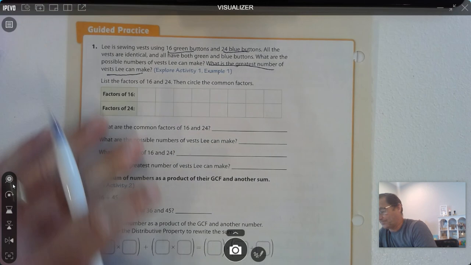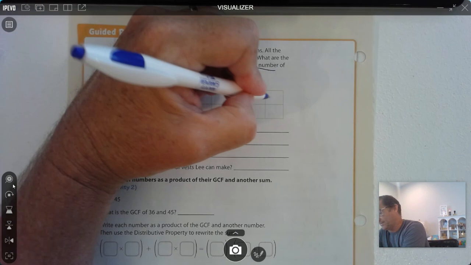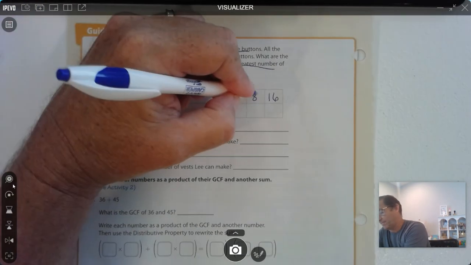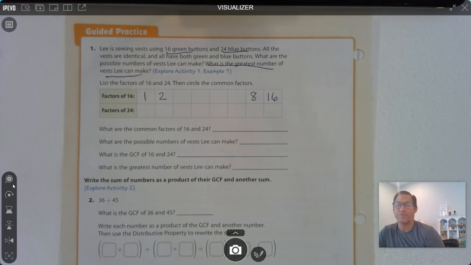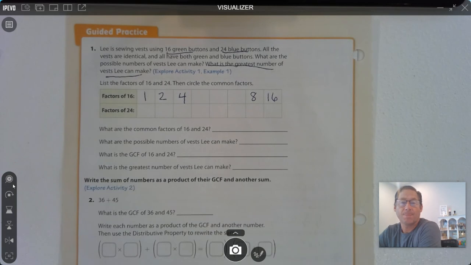All right, so we're going to list the factors of 16: 1 and 16, 2 and 8. 3 is not a factor of 16, 4 is. 4 times 4. 5 is not a factor of 16. 6 is not a factor of 16. 7, no. 8 is. 9 is not. 10 is not. Okay, so those are the only factors of 16.